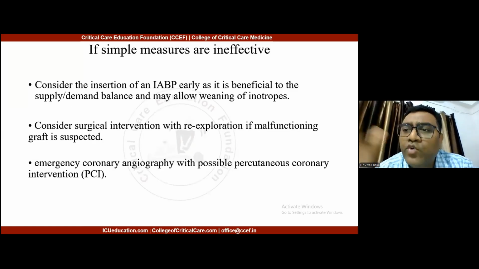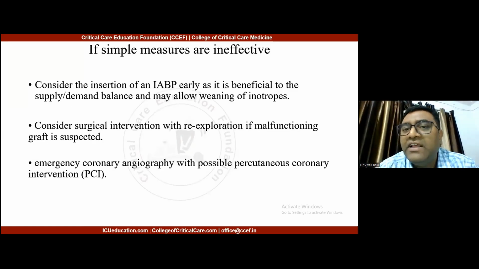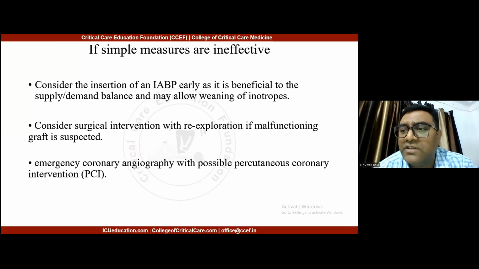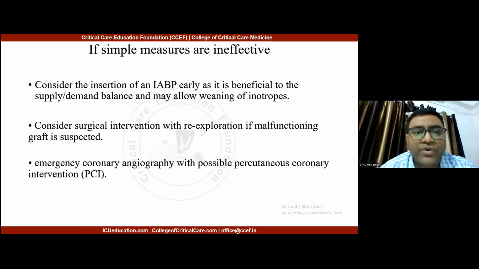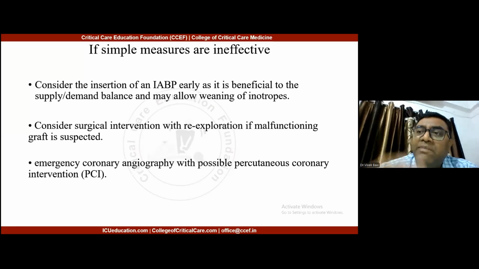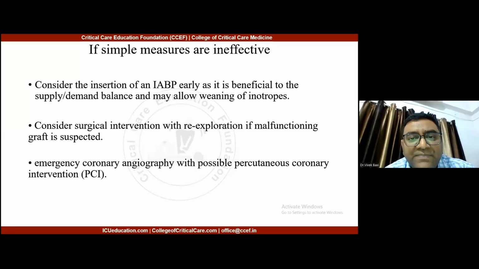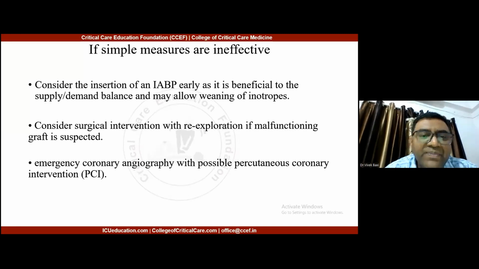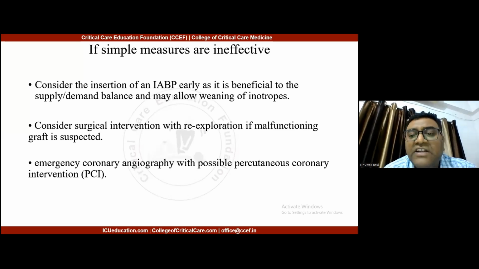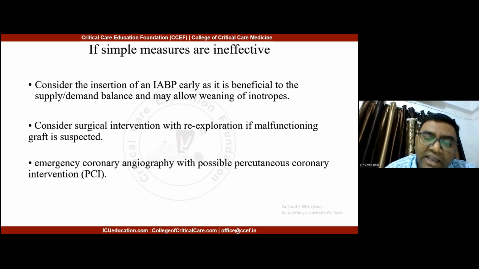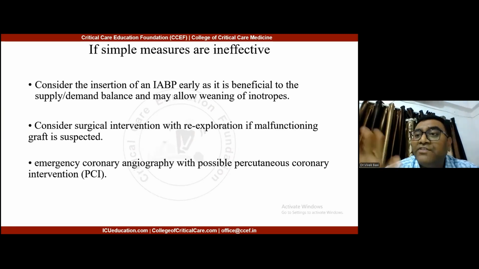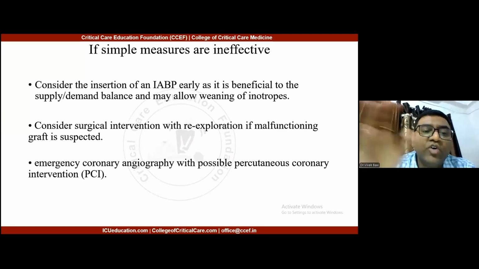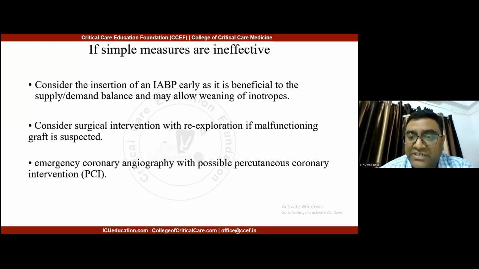Now, if you do each and everything as we said, and still the measures are ineffective, what can you do? If IBP is not there, you can always go for IBP in such patients, and that will help in weaning the inotropes. Consider surgical intervention, reexploration of the malfunctioning graft if suspected, and in some patients, if it is very high risk for reexploration, you can go with PCI.